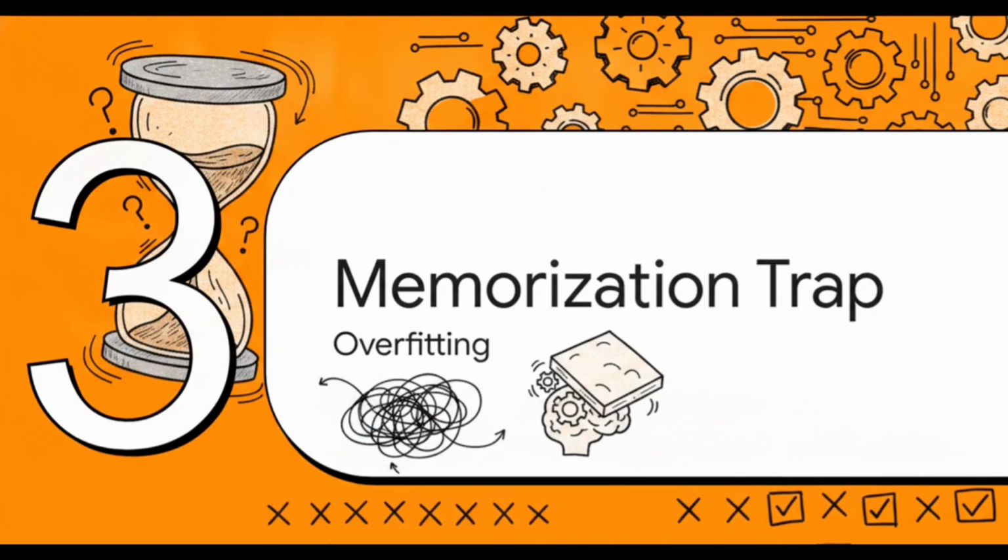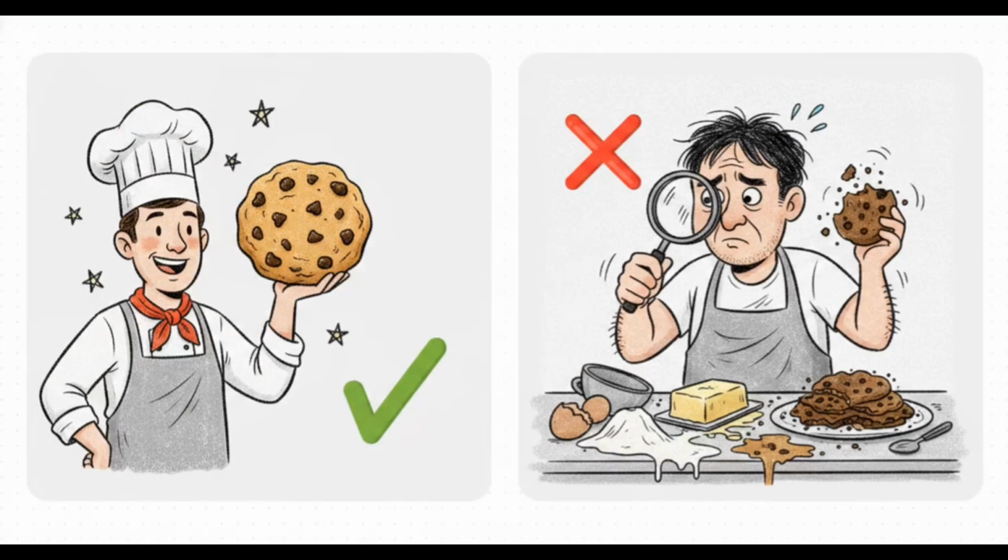But there is a major pitfall in this high-speed baking process. Section 3, the memorization trap. Our absolute ultimate goal here is generalization. That means learning the true underlying rules of baking so the AI can bake anywhere. But the total disaster scenario? Overfitting. This happens when the AI merely memorizes the specific humidity or the exact butter brand of one single kitchen. Move it to a completely different kitchen, and the recipe just fails.